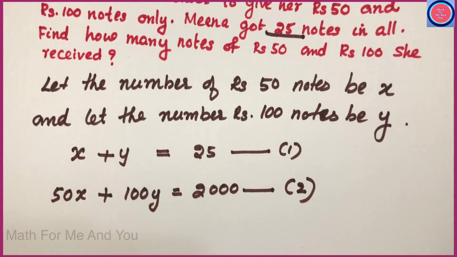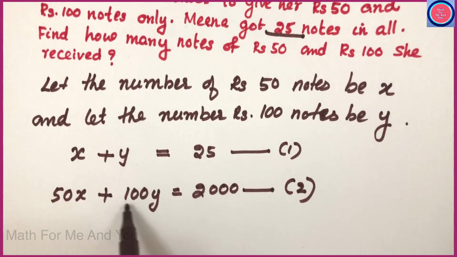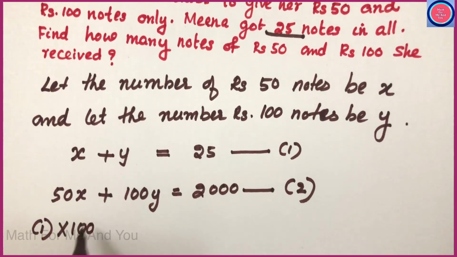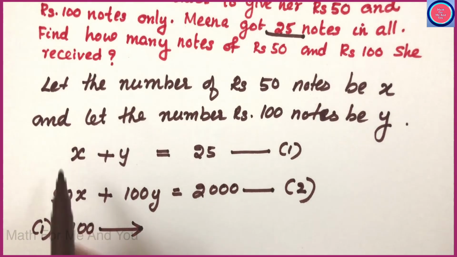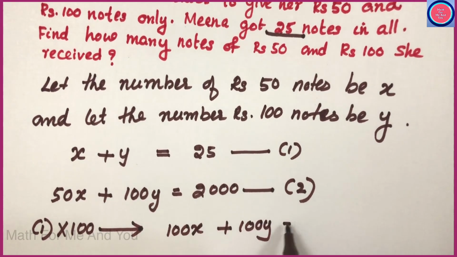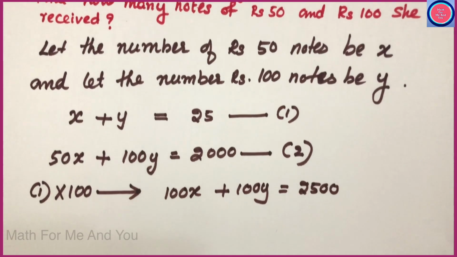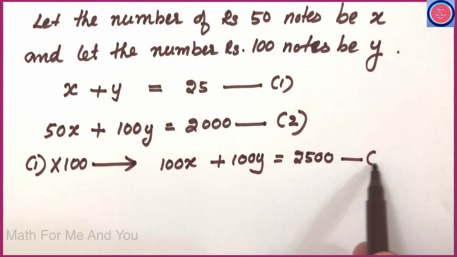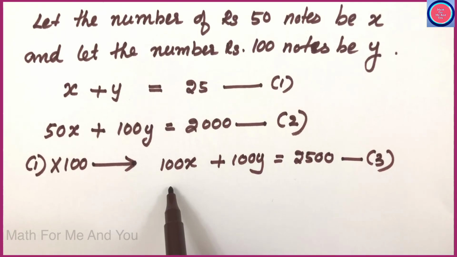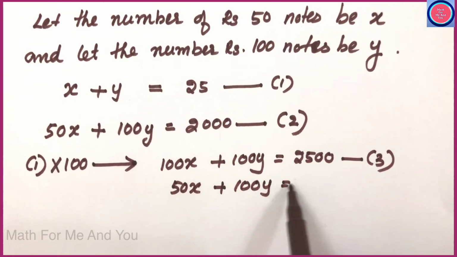We are going to eliminate either x or y. Here it is easy to eliminate y. See, in the second equation the coefficient of y is 100, and the first equation, if we multiply with 100, then the first equation also we could get the coefficient of y as 100. Equation number 1 times 100. 100 times x, it is 100x, plus 100 times y, 100y is equal to 25 times 100, 2500. This is a new equation, so let it be equation number 3. And then write equation number 2 just below this. 50x plus 100y is equal to 2000.